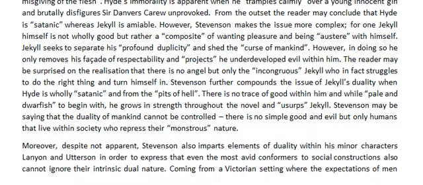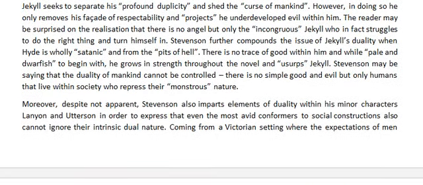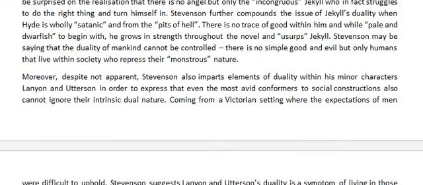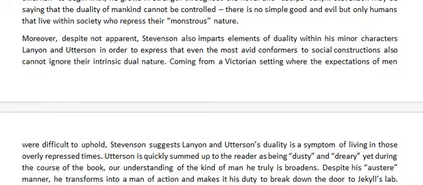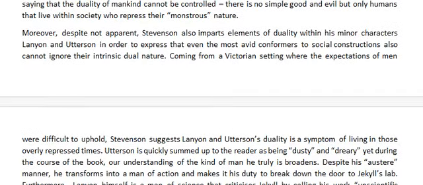Moreover, despite not apparent, Stevenson also imparts elements of duality within his minor characters, Lanyon and Utterson, in order to express that even the most avid conformers to social constructions also cannot ignore their intrinsic dual nature. I mean, that's a beautiful, beautiful sentence, because again, it references the fact that this is the writer doing something. It doesn't just say Lanyon and Utterson also have dual natures.